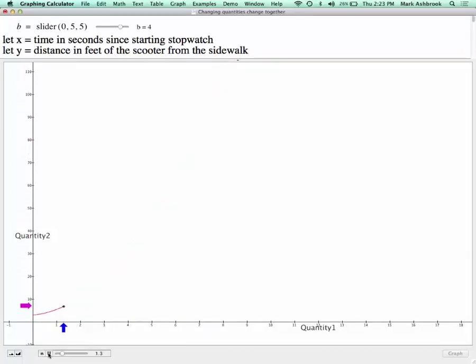Yeah, I think it's a quadratic. Yeah, so this brings up the point. So is the scooter moving at a constant speed? How can you tell? Yeah, what kind of graph is associated with constant rate of change? Linear, right? Straight line. So we've got a curved graph. So is the speed increasing or decreasing? Increasing, okay.